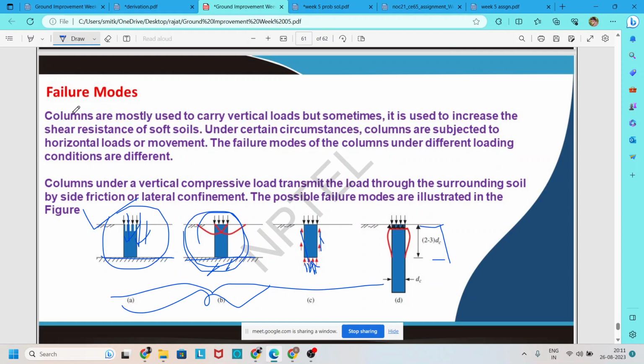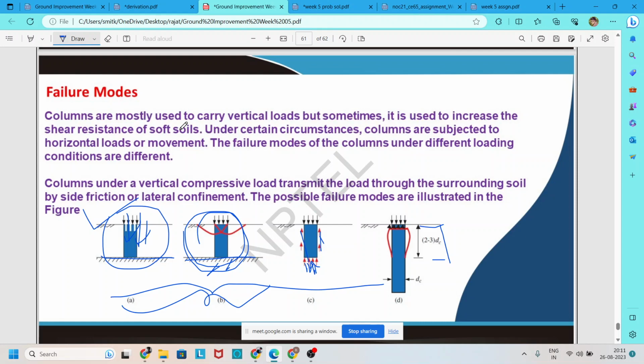Here it is said that columns are mostly used to carry the vertical load, but sometimes they are used to increase the shear resistance of the soil. Under certain circumstances, columns are subjected to horizontal load or movement, and the failure modes of the columns under different loading and conditions are different. Columns under vertical compressive load transmit the load to the surrounding soil by side friction and lateral confinement only. That's why different types of failure happen.